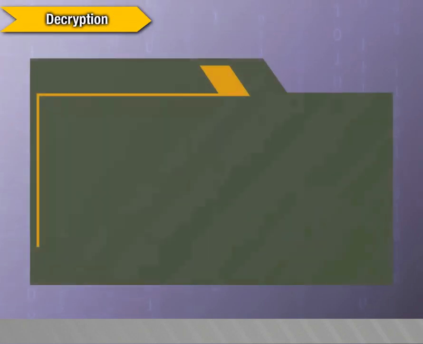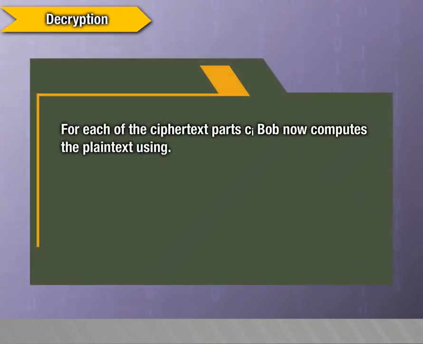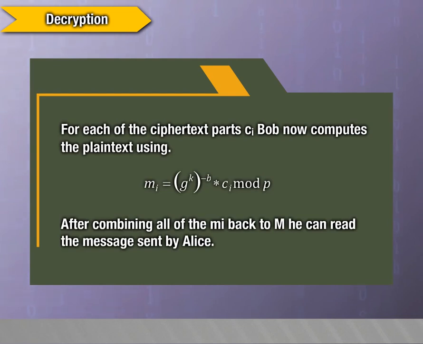Decryption. For each of the ciphertext parts Ci, Bob now computes a plaintext using mi is equal to (G^k)^(-b) into Ci mod p. After combining all of the mi back to m, he can read the message sent by Alice.